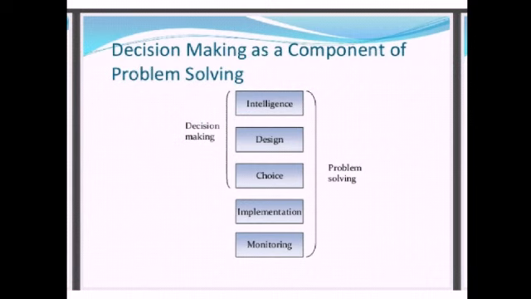As we have discussed in the earlier lecture, decision making is a component of problem solving, which was stated in the Herbert-Simon model. There are three phases in the Herbert-Simon model: intelligence, design, and choice, which result in decision making. And if two additional stages are added, which are implementation and monitoring, then it completes these stages of problem solving.